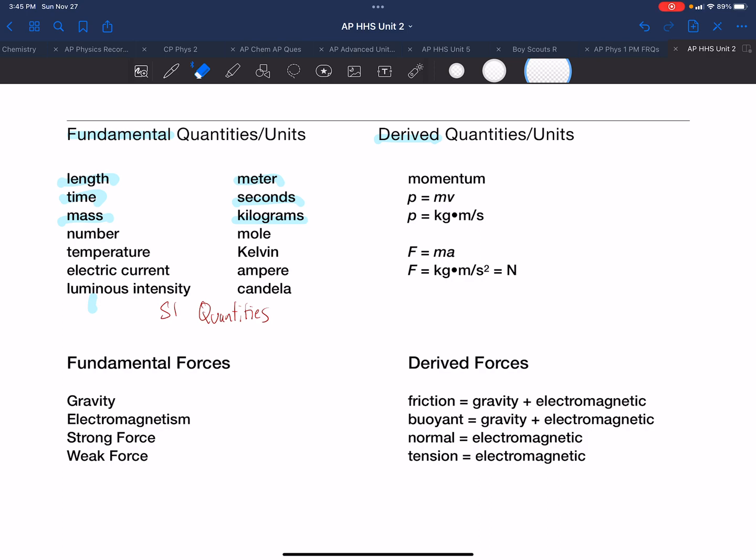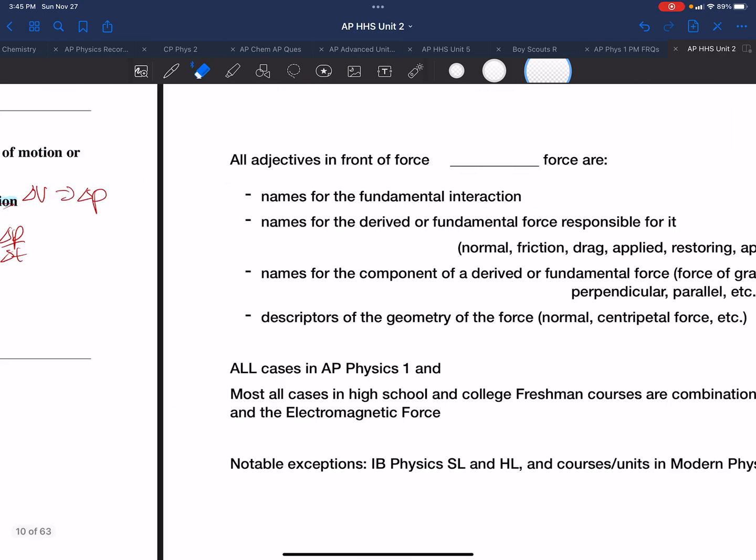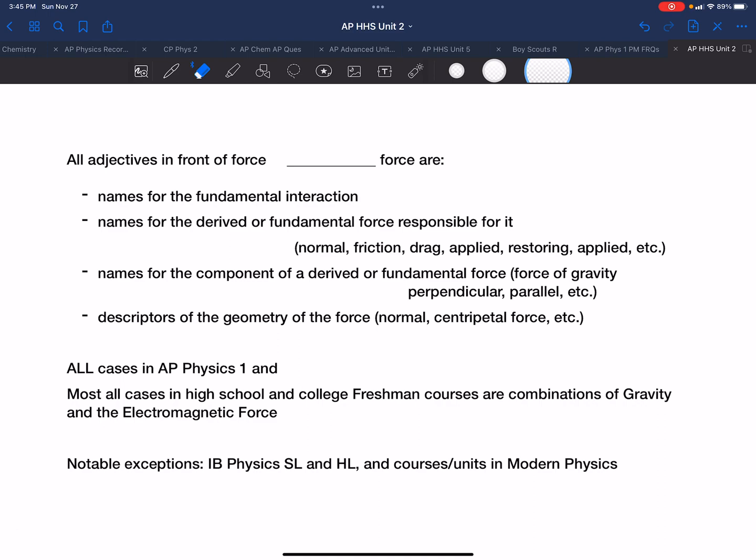So any other word or term that we have in front of forces really means it's combined of, it really means all adjectives in front of force, such as this, something force, are either the names for the fundamental interaction, gravity, electricity, magnetism, or it's names of the derived or fundamental force responsible for it. So normal, friction, drag, applied, restoring, etc. So normal force, friction force, drag force, applied force, restoring force, all derived from the 4 fundamentals.